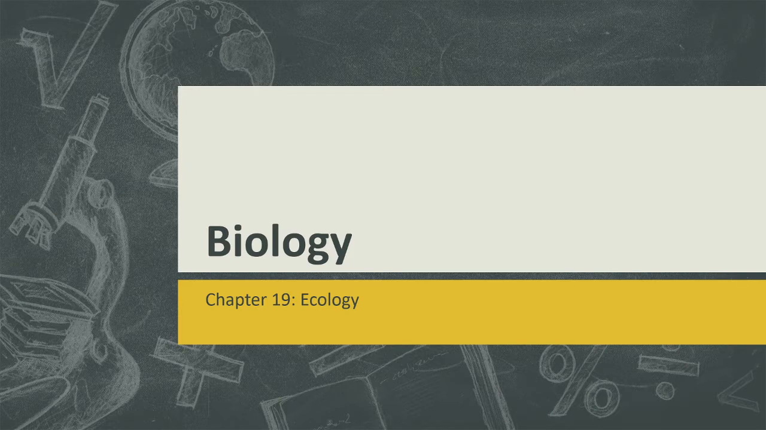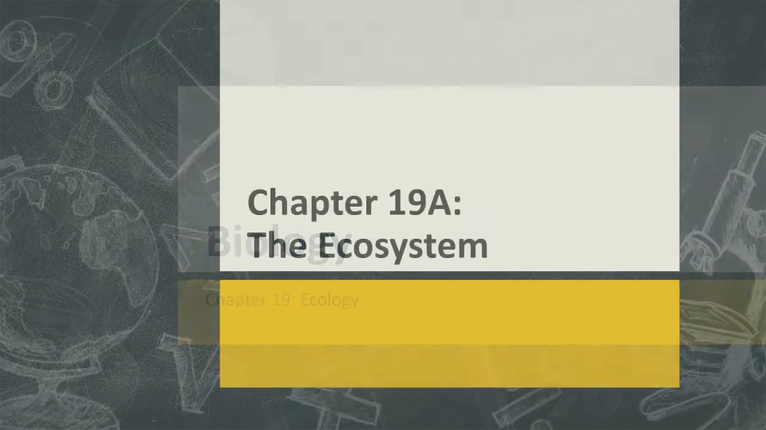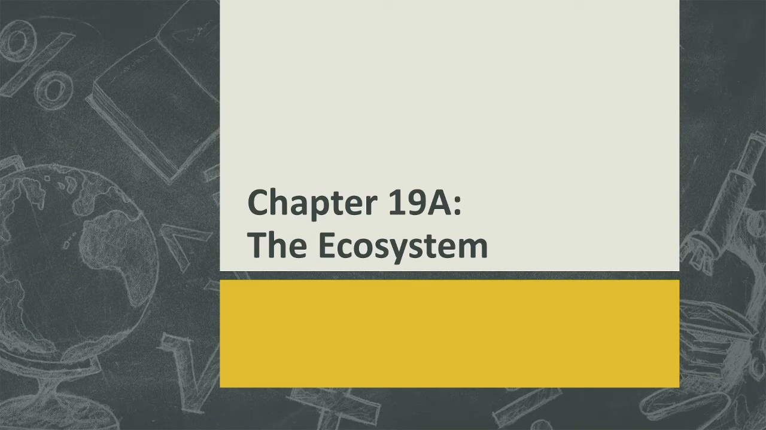So we have one chapter that looks at aspects of how living organisms interact with each other and the impact of changes to what's going on with living organisms. And then we move on to human anatomy and physiology. So this is chapter 19, ecology, and in particular, 19A, the ecosystem.